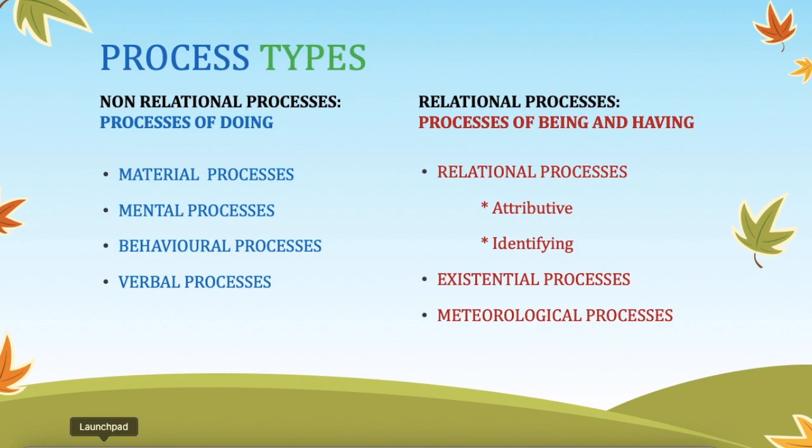Non-relational processes consist of material (happening, doing, event, action), mental (perception, cognition, and affection), behavioral and verbal processes. Meanwhile, relational processes consist of relational, attributive and identifying, existential and meteorological processes.